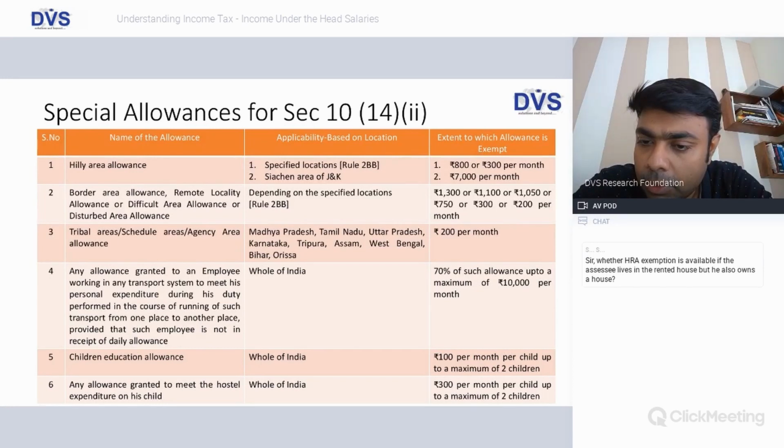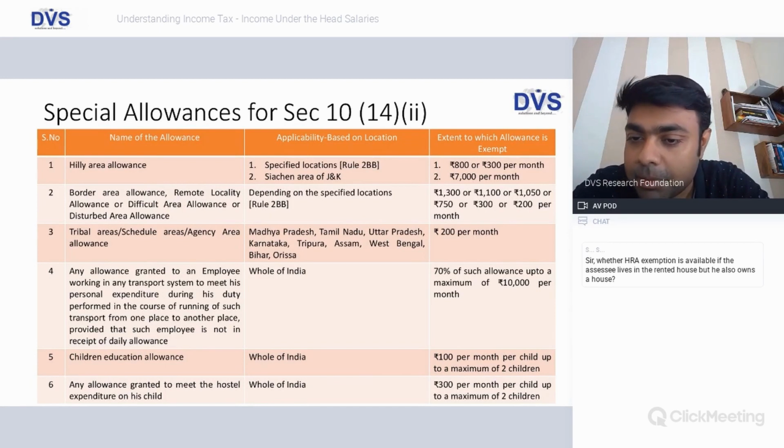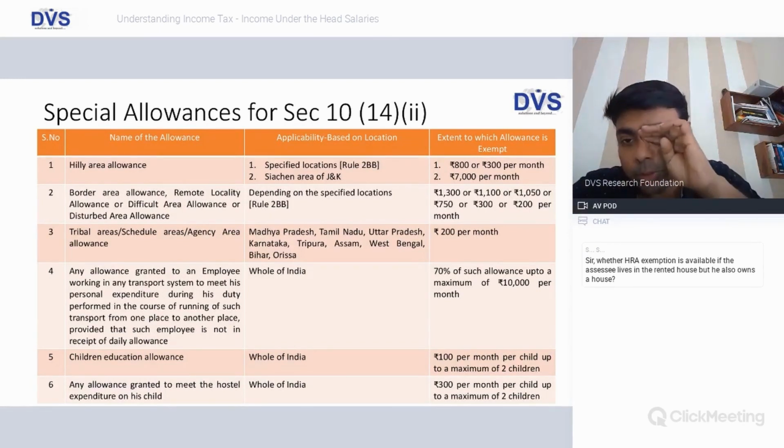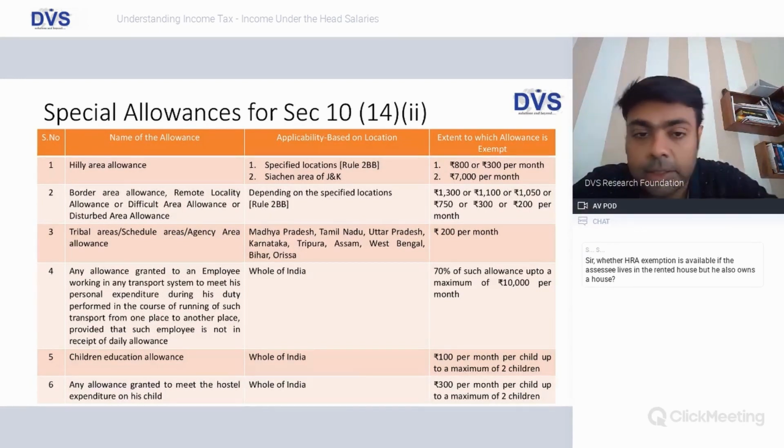If the assessee lives in a rented house but also owns a house, good question, Sundar. Yes, HRA exemption is available, as long as you are able to prove that you are actually paying rent, automatically HRA exemption is available.